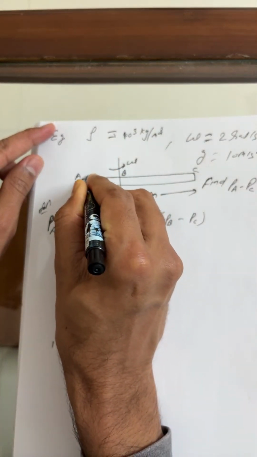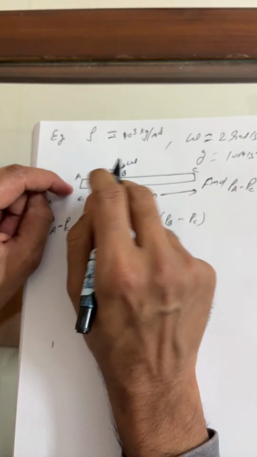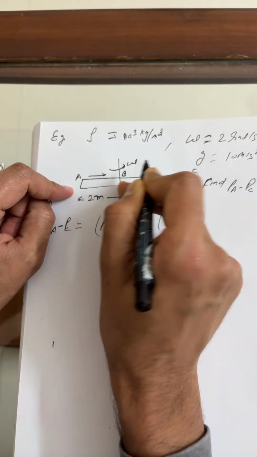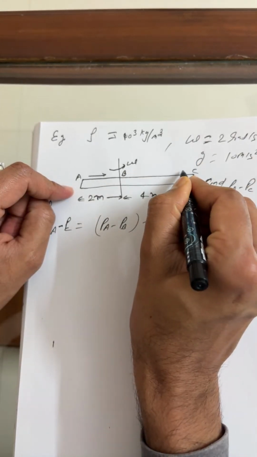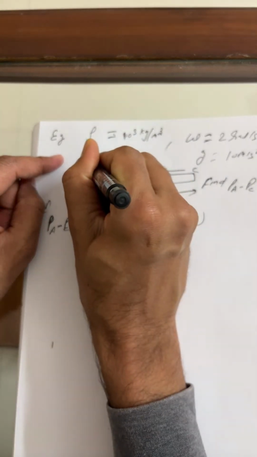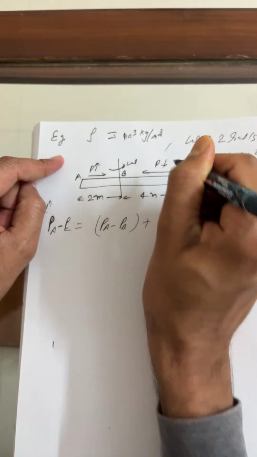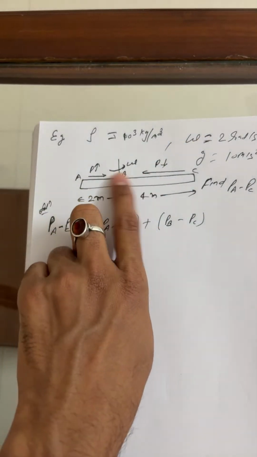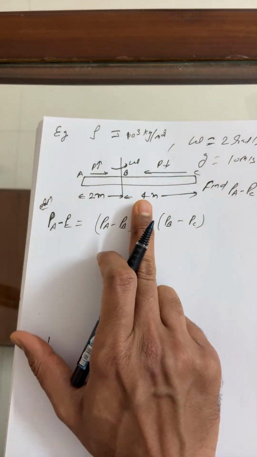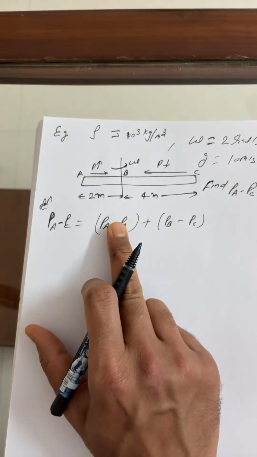If you are going in this direction, the pressure is increasing. But if you are going from here to here, just opposite, then the pressure is decreasing. Here you can take pressure increasing, and here pressure decreasing. Is this clear, Aryan? Did you take this kind of assumption or something different?